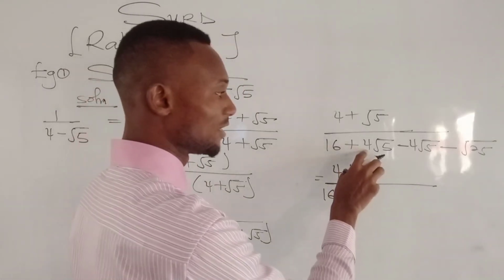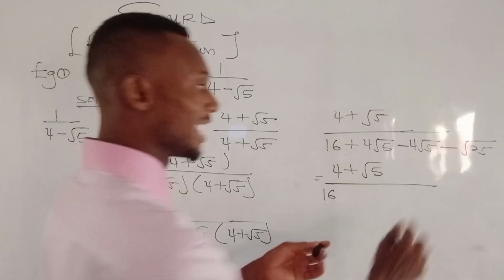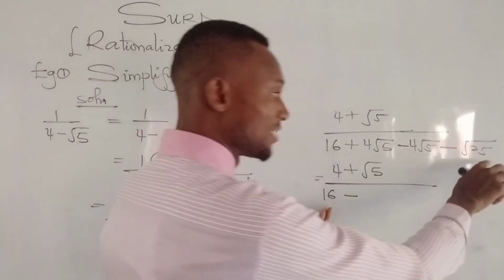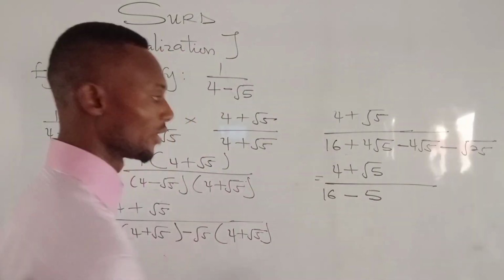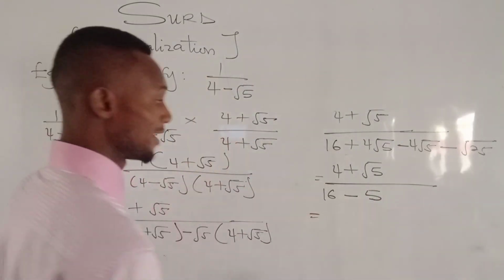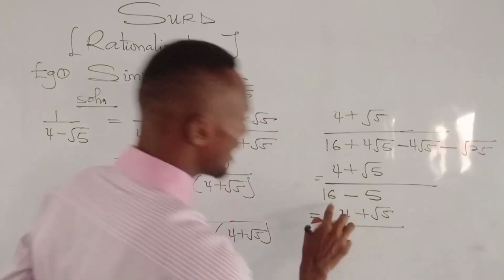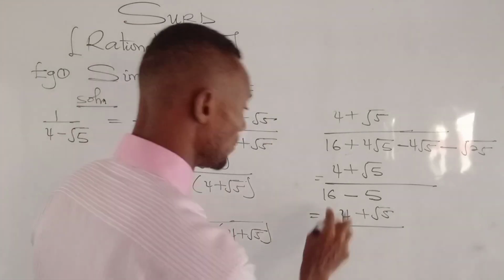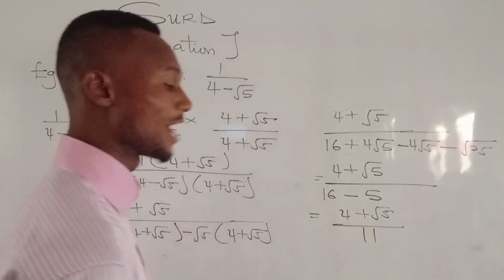So this positive 4 root 5 and this minus 4 root 5 cancel away. We are left with minus square root of 25, and square root of 25 is 5. So you write your answer 5 there. Let's simplify further. I have my 4 plus root 5 all over 16 minus 5. 16 minus 5 gives 11. So you have 4 plus root 5 all over 11.